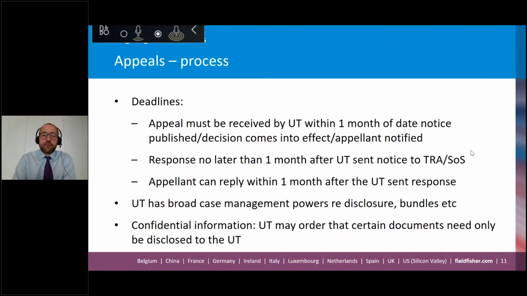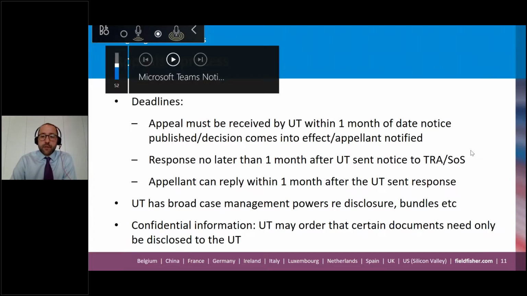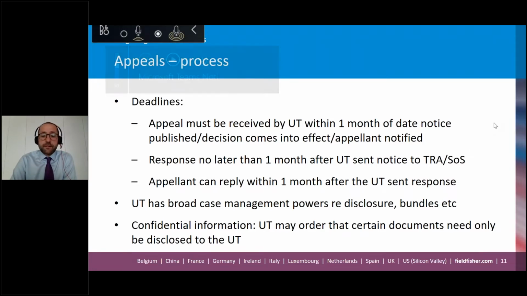The timetable then rolls on in similar 1 month chunks. So once the appeal is received by the Upper Tribunal, it will then issue that to the Trade Remedies Authority or the Secretary of State, and they have 1 month after the Upper Tribunal has sent its notice in order for them to file their defence, in essence. And once the defence is filed, then the party appealing has a further month in order to file a response to that defence.